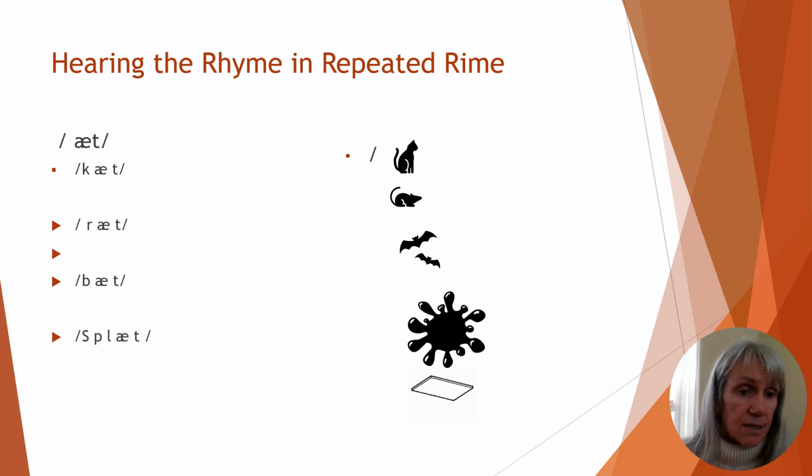And the next one is flat, flat, flat. So we've got at as our rhyme, and we've made words with it by adding onsets. Cat, rat, bat, splat, and flat. And it's good to enunciate each of those words as you say them out loud to yourself. So keep practicing saying them and hearing that at sound especially. We're ready to move.